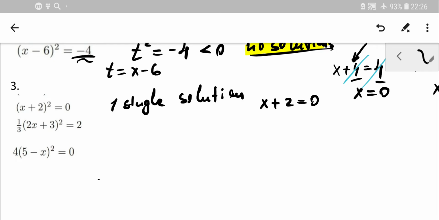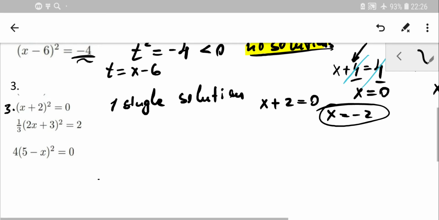Right? Because it's the square root of 0, which is 0. So simply x plus 2 is 0, from where we can figure out x equals negative 2. That's the solution for 3a. Okay, so 3b.